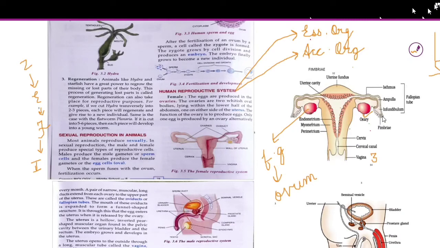It is a narrow, muscular, long pipe or duct-like structure which starts from the ovary and goes till the uterus. That means it is the connection or link between the ovary and the uterus. So this is the function actually. Not only this, the fallopian tube is the site of fertilization.